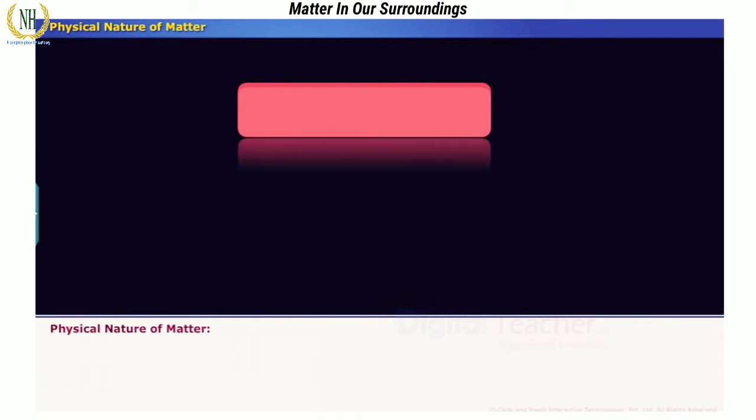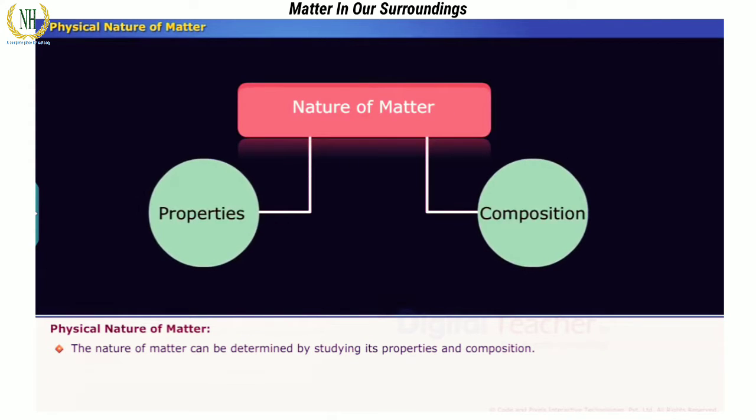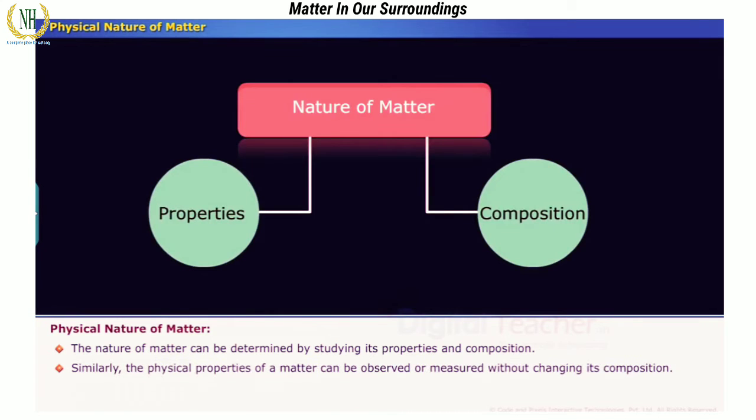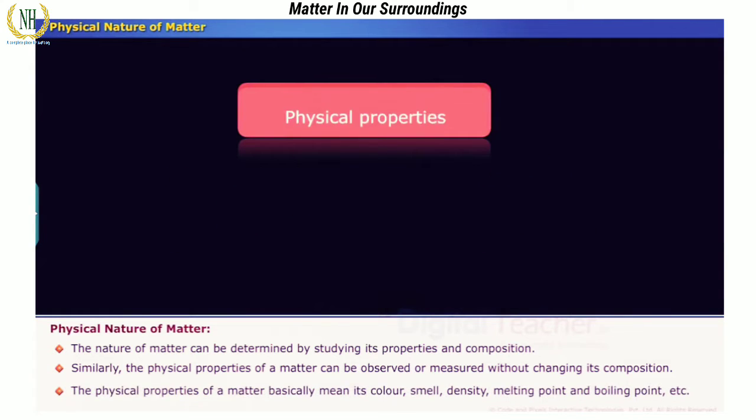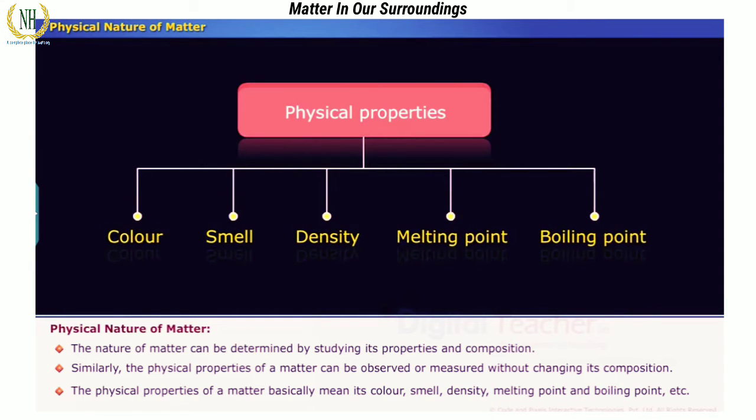Let us study about the physical nature of matter. The nature of matter can be determined by studying its properties and composition. Similarly, the physical properties of a matter can be observed or measured without changing its composition. The physical properties of a matter basically mean its color, smell, density, melting point, and boiling point, etc.